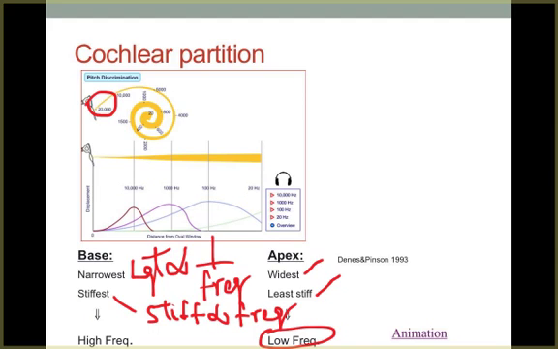So technically, the highest frequency that we can respond to, 20,000 hertz, is represented at the very tip of the basilar membrane, the basal tip, while the lowest frequency that we can hear, 20 hertz, is at the apical tip of the basilar membrane. And all the other frequencies fall in between. Progressively, as you go from apex to base, we move from low frequencies to higher frequencies.